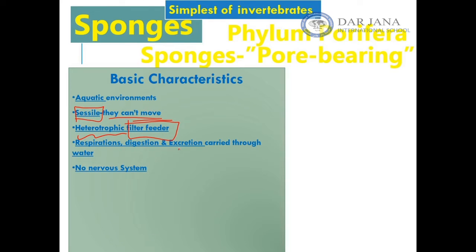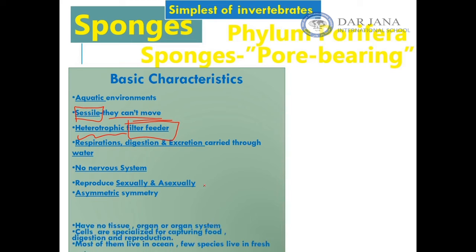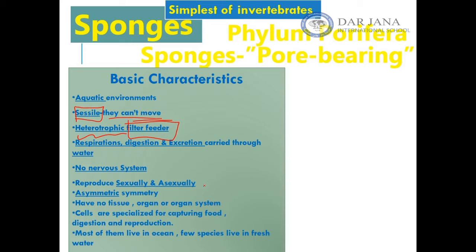Respiration, digestion, and excretion are all carried out through water. They have no nervous system and they reproduce sexually and asexually. The type of symmetry they have is asymmetric. So, the three different types of symmetry, don't forget about them: asymmetric, bilateral, and radial. The sponges have asymmetric symmetry.